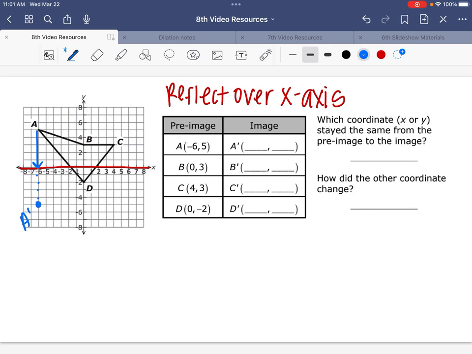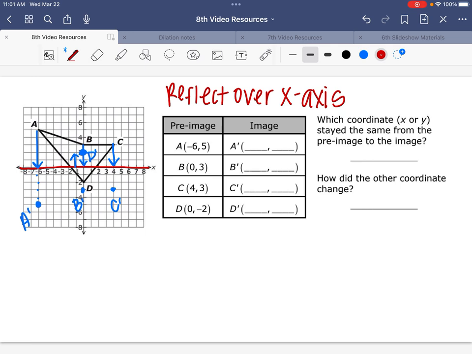I'm going to do the same with point B. Point B is 3 away from the x-axis, so I will go to 3 on the other side to find B prime. Point C is 3 above the x-axis, so I will count 3 on the other side. And then point D is 2 below the x-axis, so we'll go 2 up and plot point D prime right there.